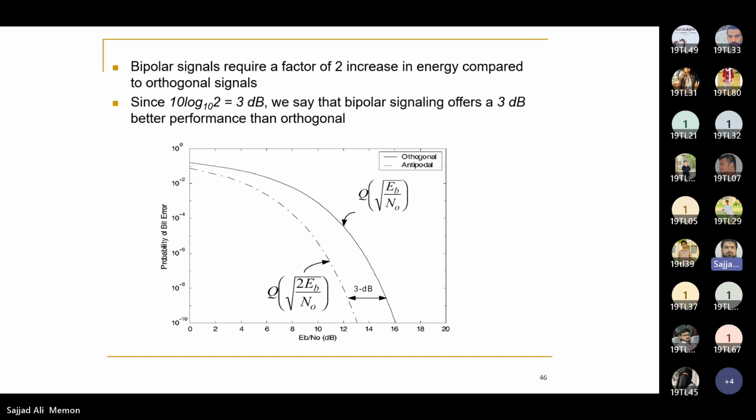So on the probability of bit error, antipodal is better, but on the power scale, orthogonal is better, because bipolar signals require a factor of 2 increase in energy compared to orthogonal signals for the same power. So we need to choose the signals according to whether we are power sensitive or error sensitive. If we need a low bit error rate, a low probability of bit error, then we will choose the antipodal signals. If we need more power, but we are okay with a higher probability of bit error, then we will go with the orthogonal signals.